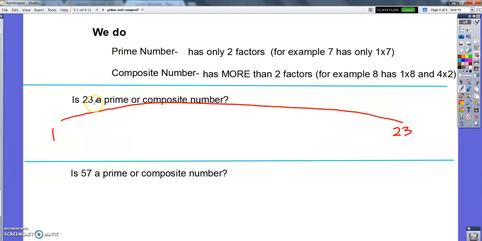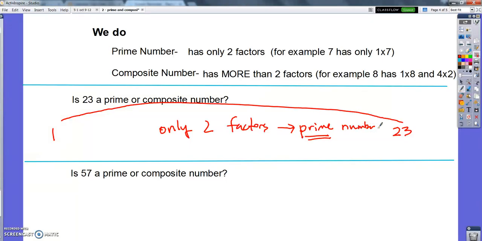4 times 6 is 24. So 4 doesn't work. I know my 5's up to here, and it doesn't work. I know my 6's up to here. Doesn't work. I know my 7's up to here. Doesn't work. And I am pretty confident, since I know my multiplication facts up to 24, there are no more factors than 1 and 23. So only 2 factors means it is a prime number.